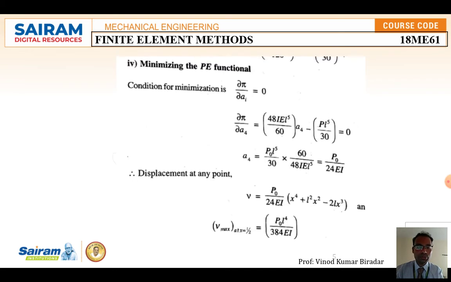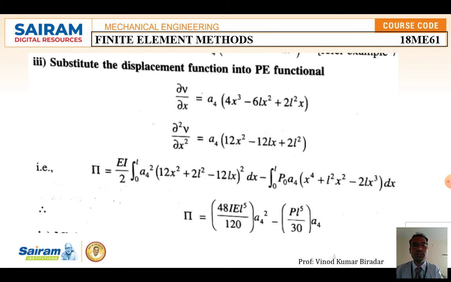After substituting the a4 value you are going to get v, which stands for displacement, equal to p0 by 24EI times (x⁴ + l²x² − 2lx³). Then what is the deflection at the midpoint? Total length is l and the middle point is x equal to l/2, so substitute x equal to l/2 in this equation. You are going to get maximum deflection at the middle point equal to p0 l⁴ divided by 384EI. This is the formula for deflection at the middle point for a beam subject to a uniformly distributed load with both ends fixed.